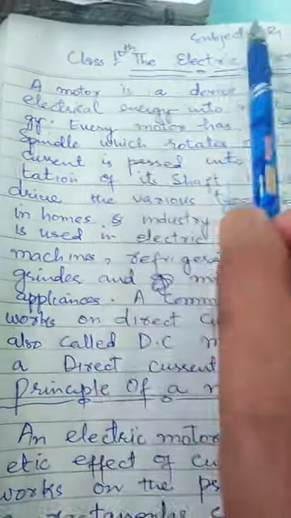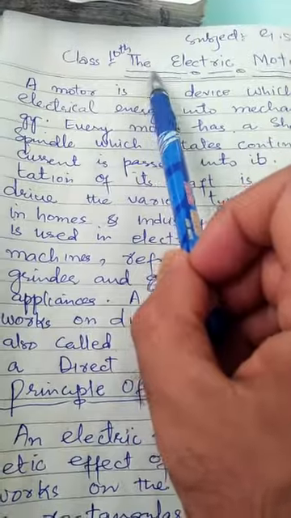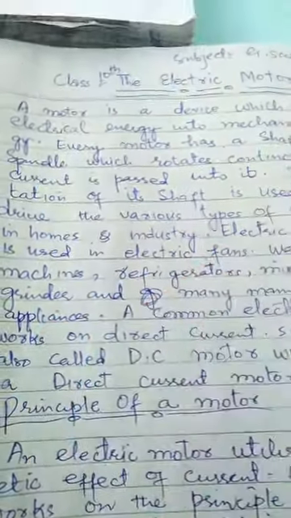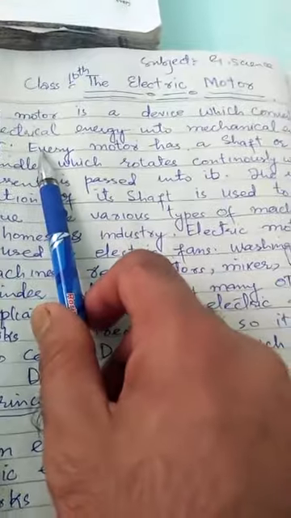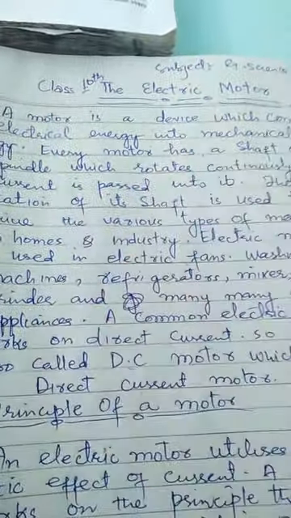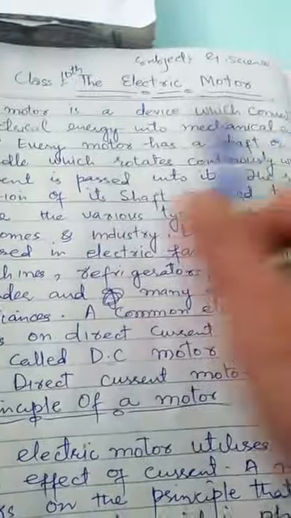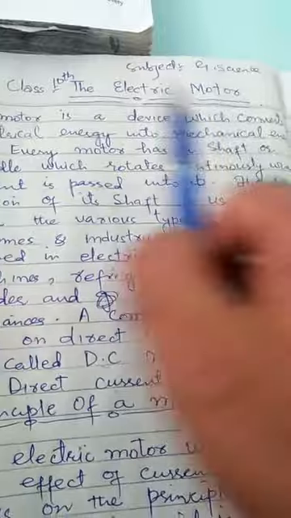This is class 10th, subject of general science. Today's topic is electric motor. Motor is a device which converts electrical energy into mechanical energy. Motor is an electric device which converts electrical energy into mechanical energy.